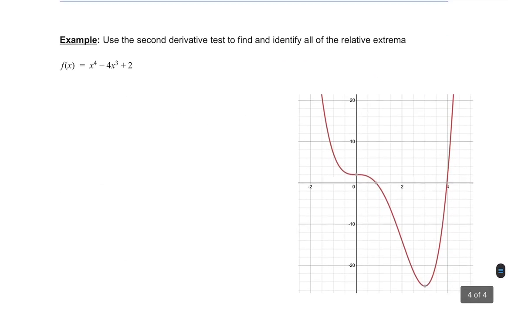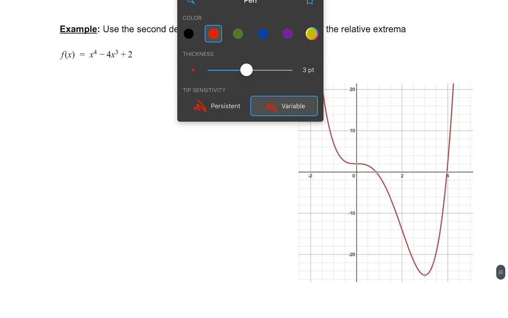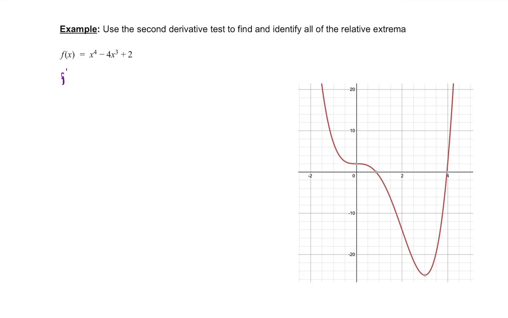So let's check this out here. Second derivative test to find and identify all of the relative extrema. So if we do first, we find the first derivative is 4x cubed minus 12x squared. We find those critical values. This is 4x squared times (x minus 3). So we find, yes, there are those critical points at 0 and 3, but again, this is like you're doing it blind. Critical points at 0 and 3.